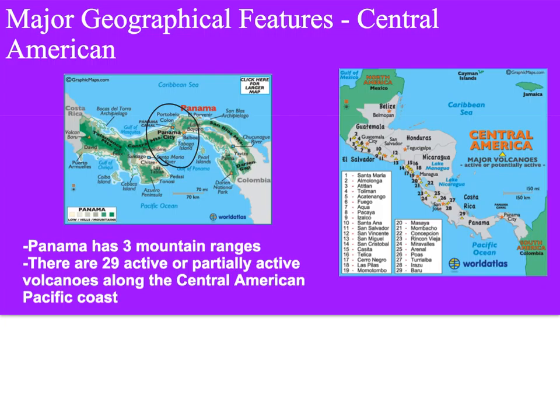There, we're going to make sure that we note the Panama Canal, which was constructed. You saw that in some of the videos that we watched during our U.S. and Canada unit. It was constructed to cut the travel time that it took to get around South America. So you no longer had to go down and around South America. You could just cut through. And that made a big difference in trade. There are 3 mountain ranges in this area and 29 active or partially active volcanoes.